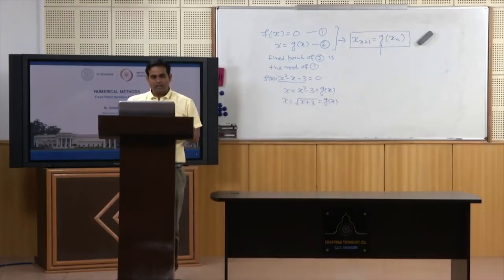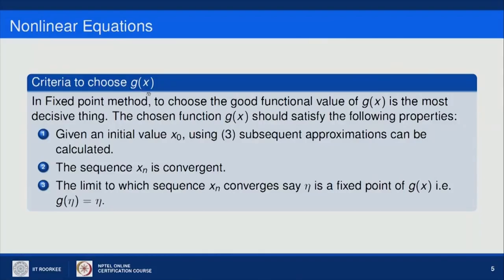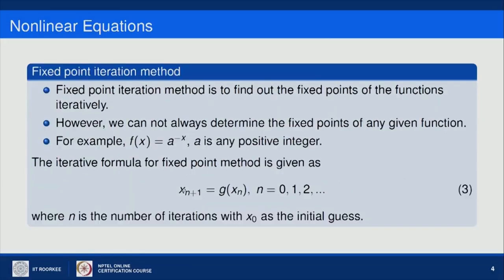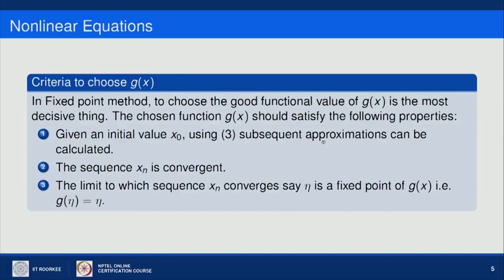The criteria to choose this function g: first, given an initial x naught, the iterations of this equation should be calculated very easily. The second criterion is that the sequence x n is convergent using that particular g. And third, the limit to which the sequence x n converges, let us say eta, should be a fixed point of g x, that is g of eta equals eta.